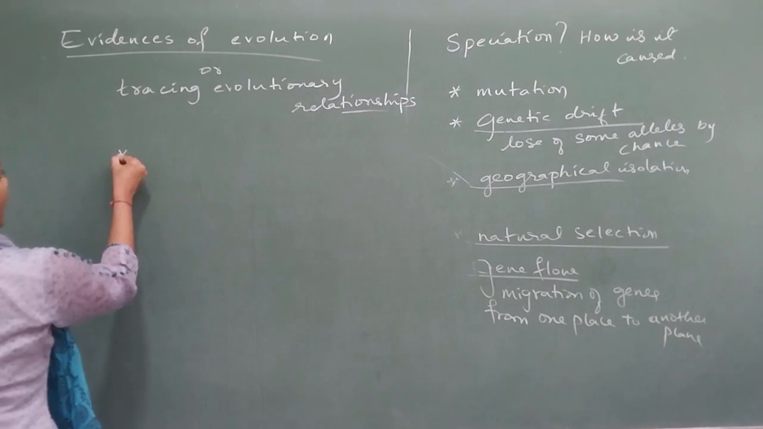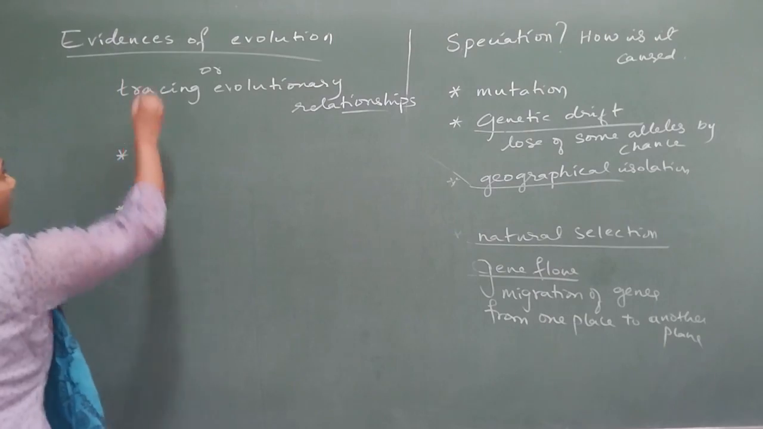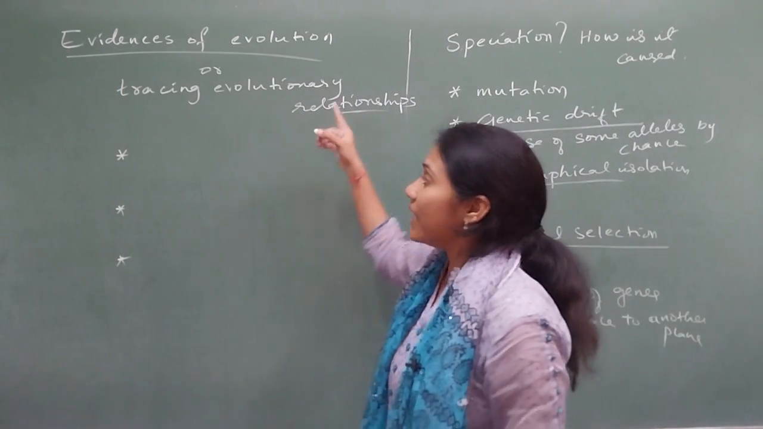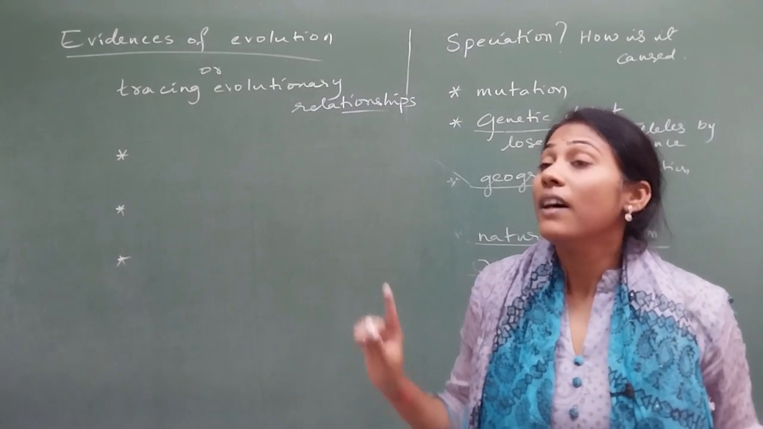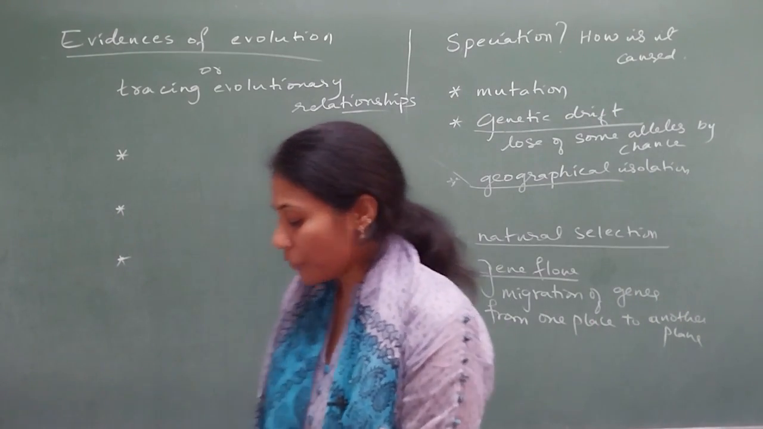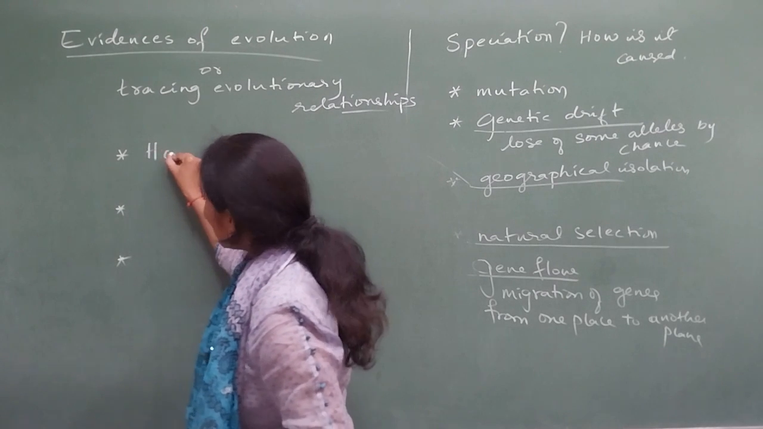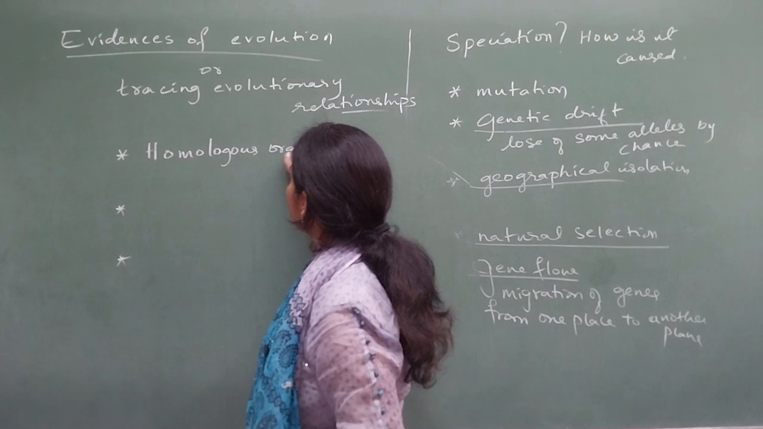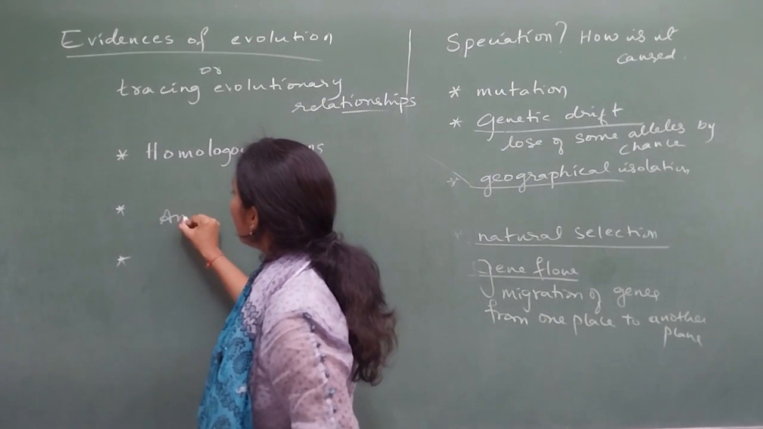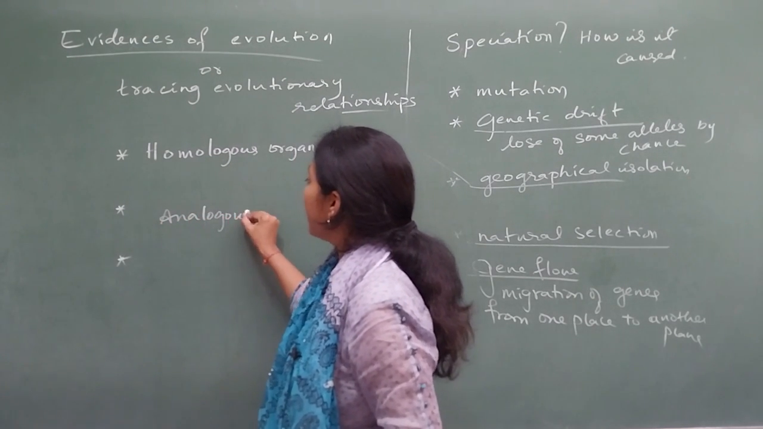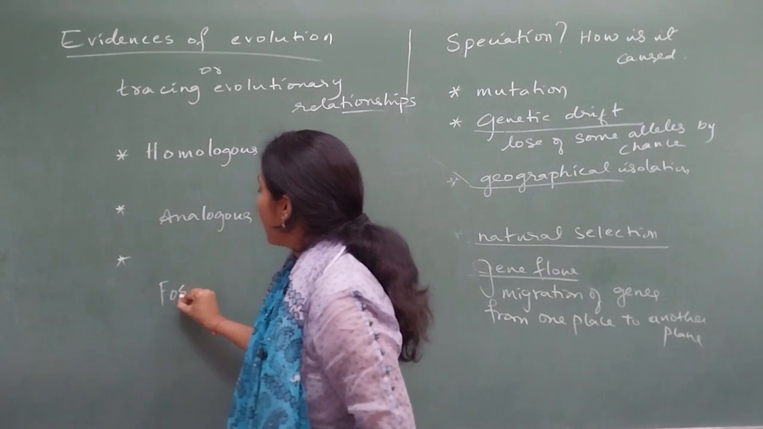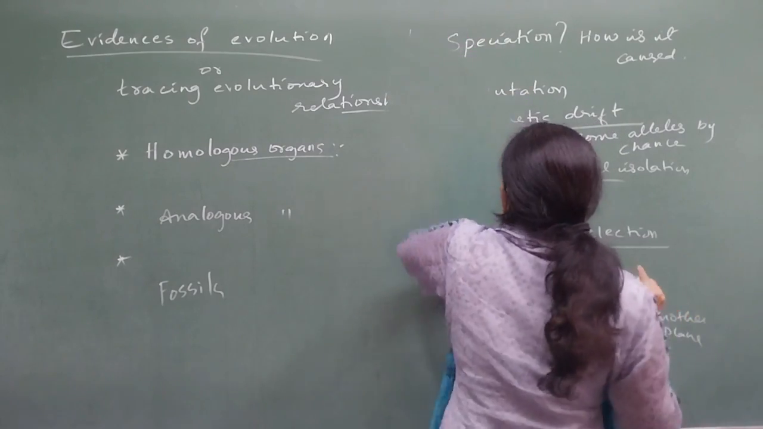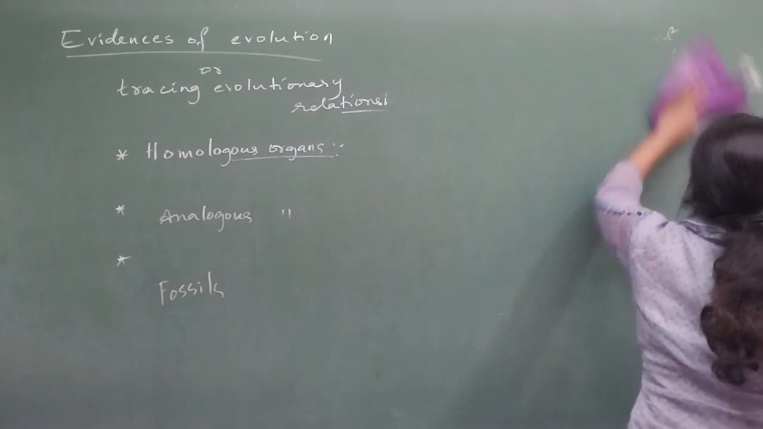So here, if they say explain evidences of evolution, or how do you trace the evolutionary relationships between different organisms, you have to write the definitions of homologous organs, analogous organs, which are very, very important, and fossils. Here I'll give you simple definitions for homologous organs, and a trick to remember them easily.